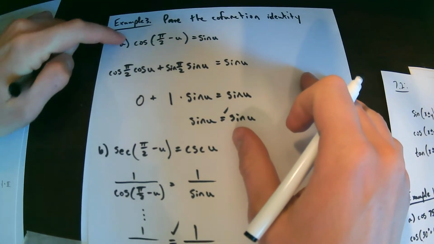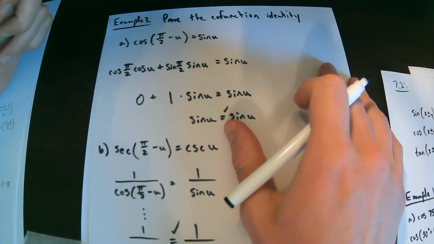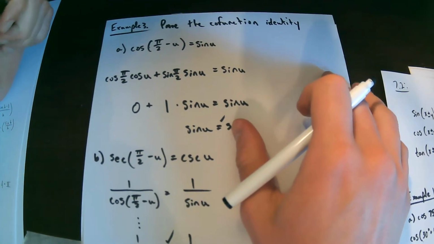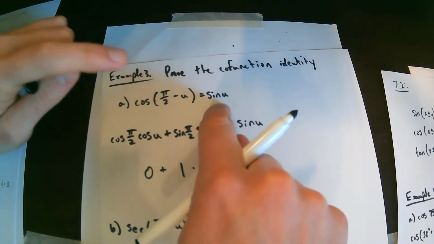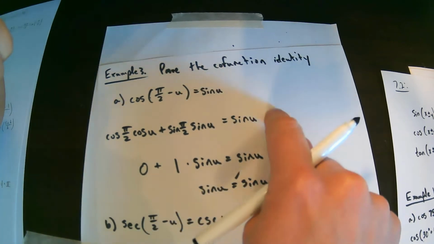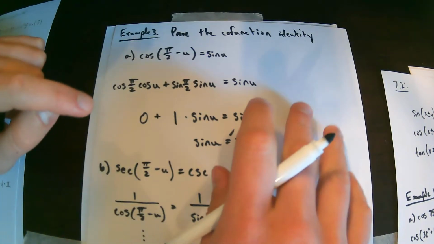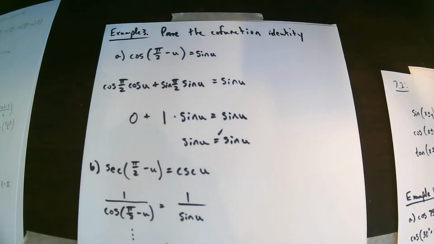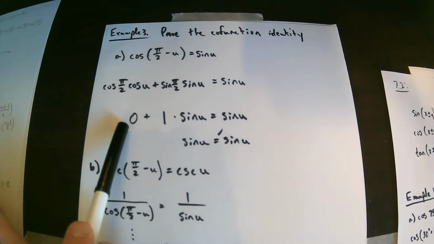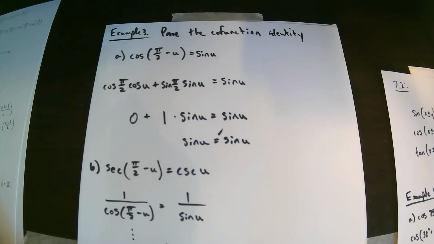And really, just by showing these two, this will work for all of the cofunction identities, going from cosine to sine and sine to cosine, cotangent to tangent, tangent to cotangent, secant to cosecant, and cosecant to secant. They'll pretty much all work like this, where one of the terms will zero out. Okay.